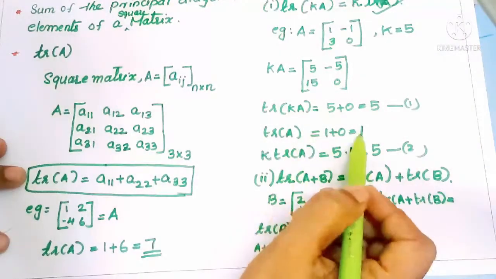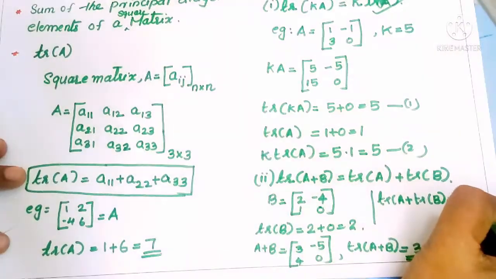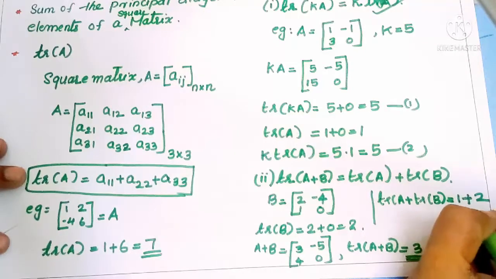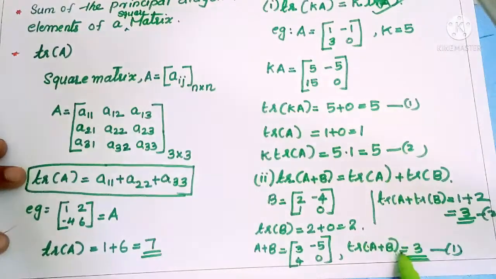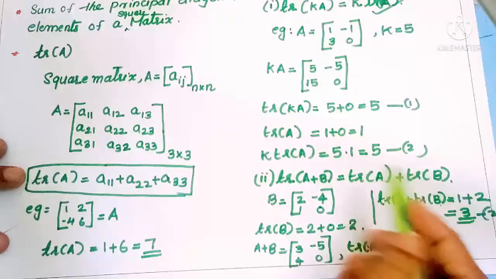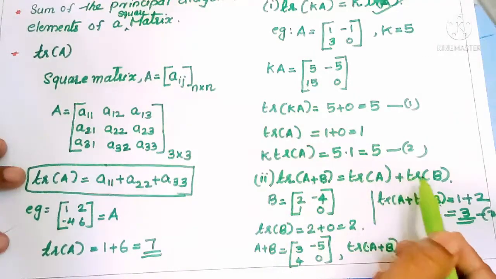Trace of A should be equal to 1 plus trace of B should be equal to 2. So it should be equal to 3. So this is 1, this is 2. If you compare these two equations, here we get the value 3. So both are equal. So we can say trace of A plus B should be equal to trace of A plus trace of B.